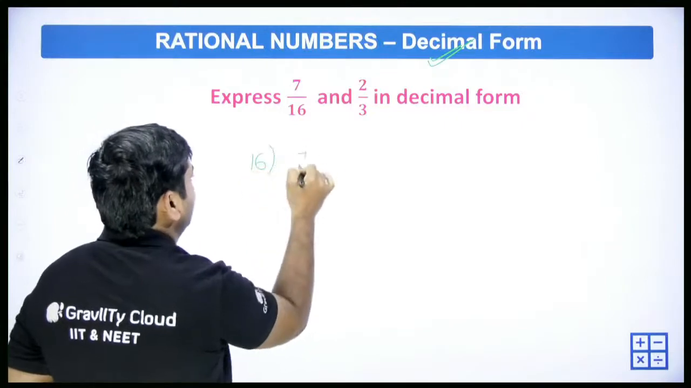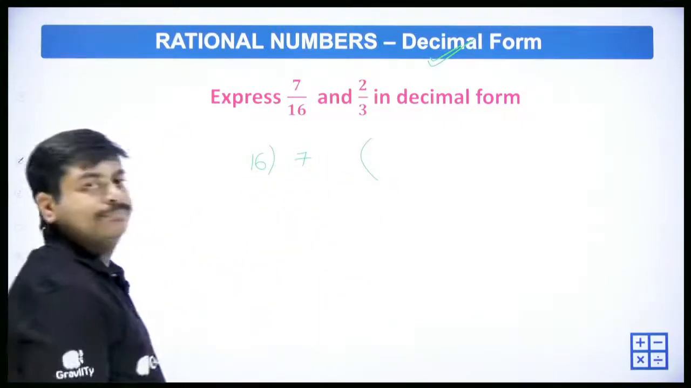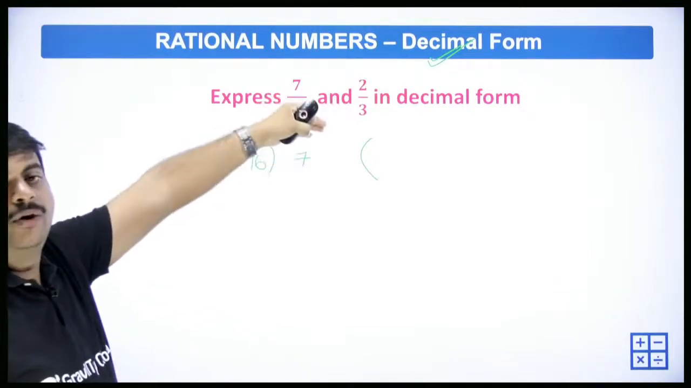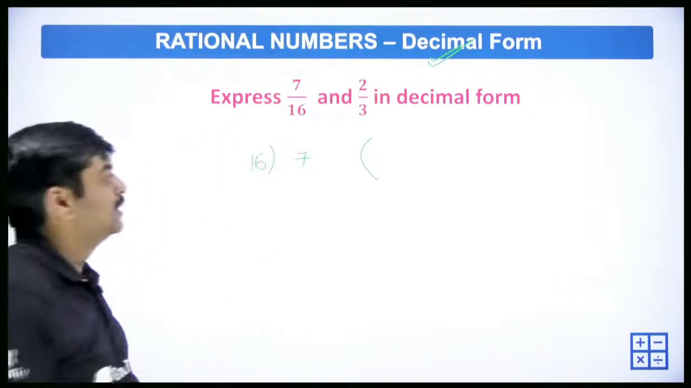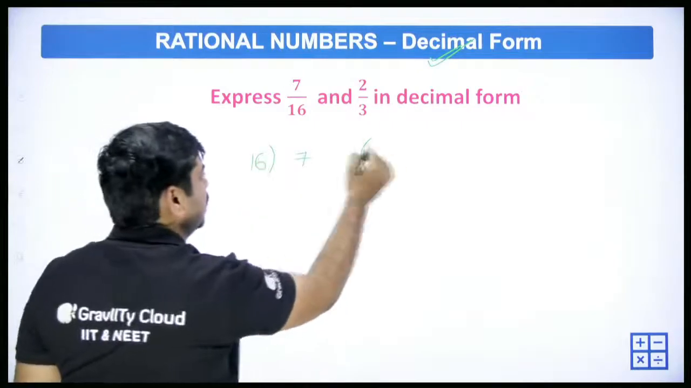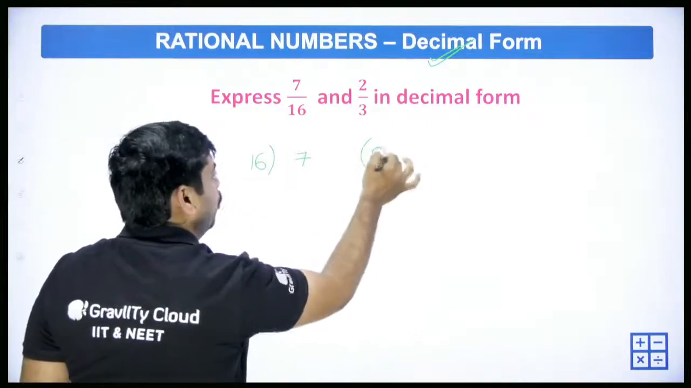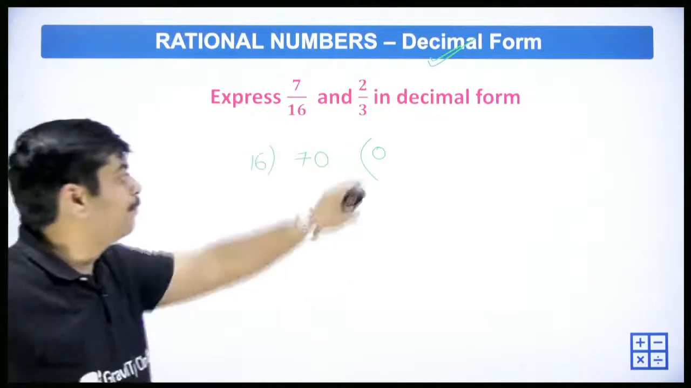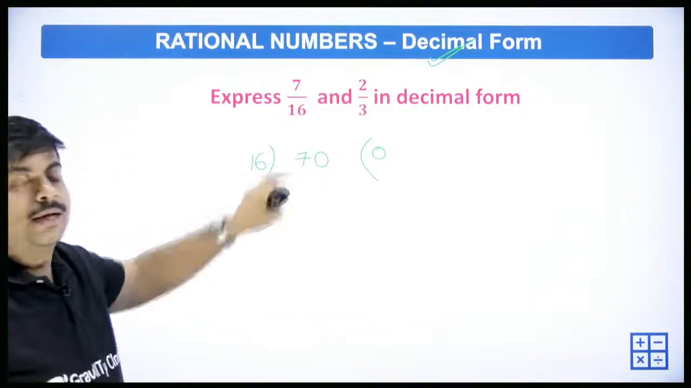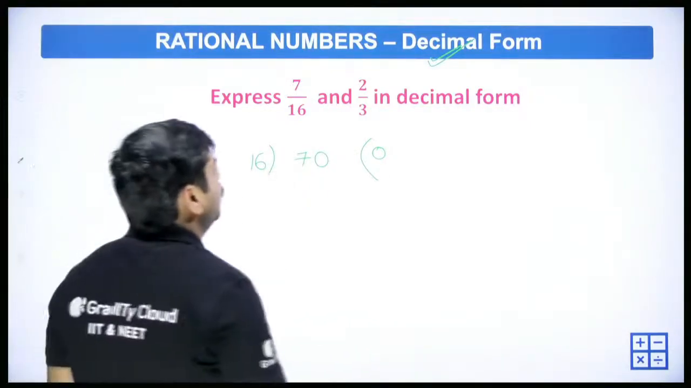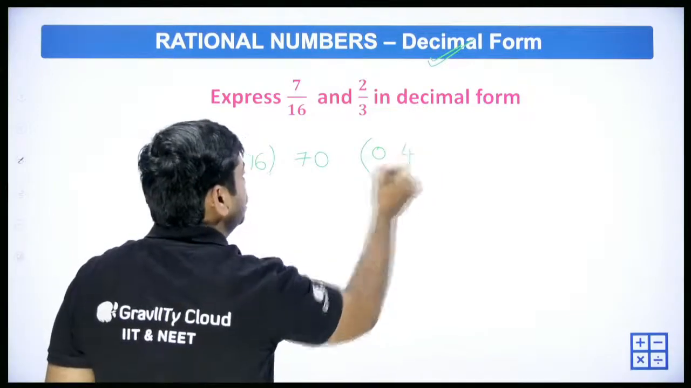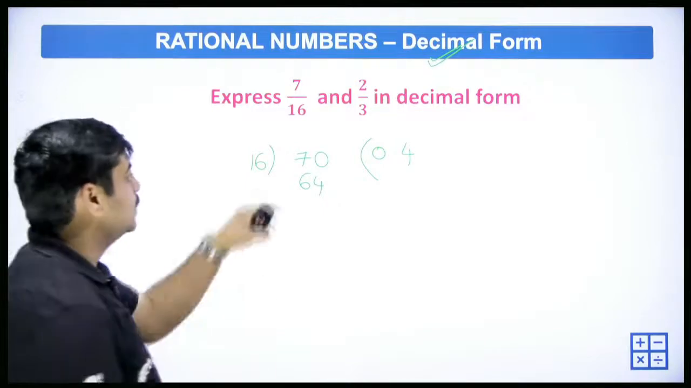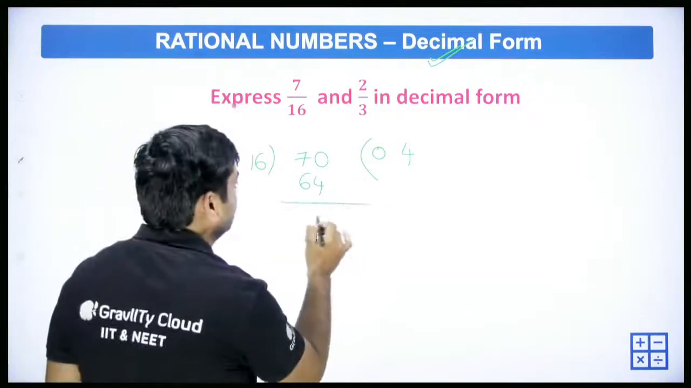16 and 7. So when you divide this one, you cannot divide 7 by 16, right? You need to have one more 0 because 7 is less than 16. Keep 0 point. If you keep the point, you can keep 0 here. So 16 fours are 64. How much is left? Again, we're left with 6.